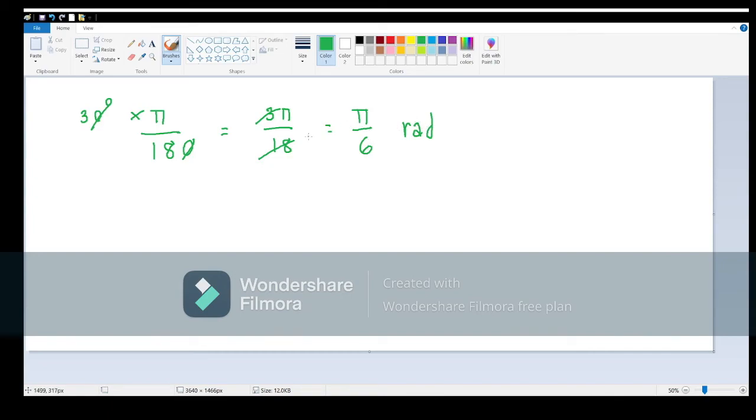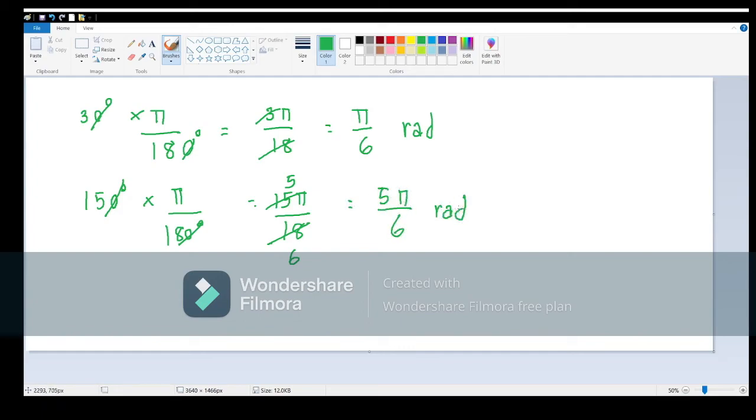So I'll give you another example. We have 150 degrees. So we're going to multiply it by pi and then divide it by 180, and then we're going to cut it. So that means we'll get 15 pi over 18. So 3 times 5 is 15 and 3 times 6 is 18. So we're going to get 5 pi over 6 radians.